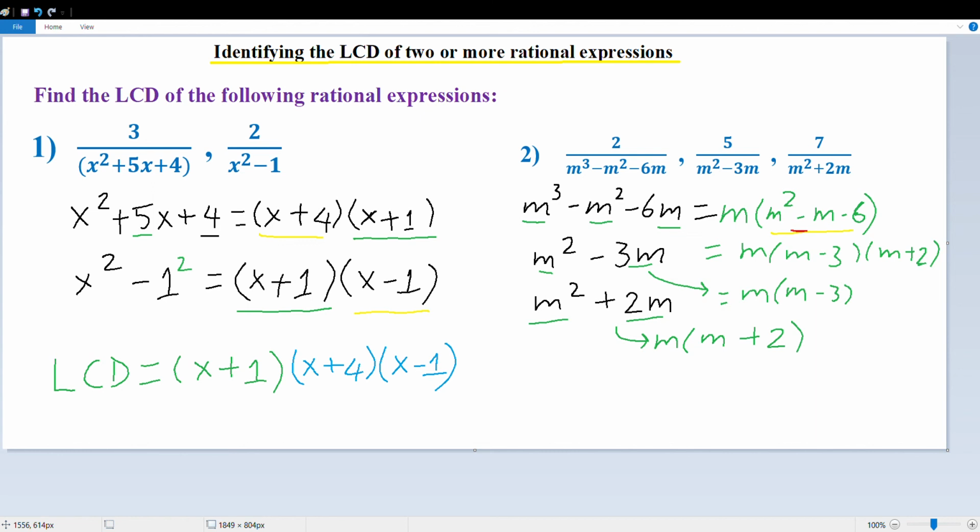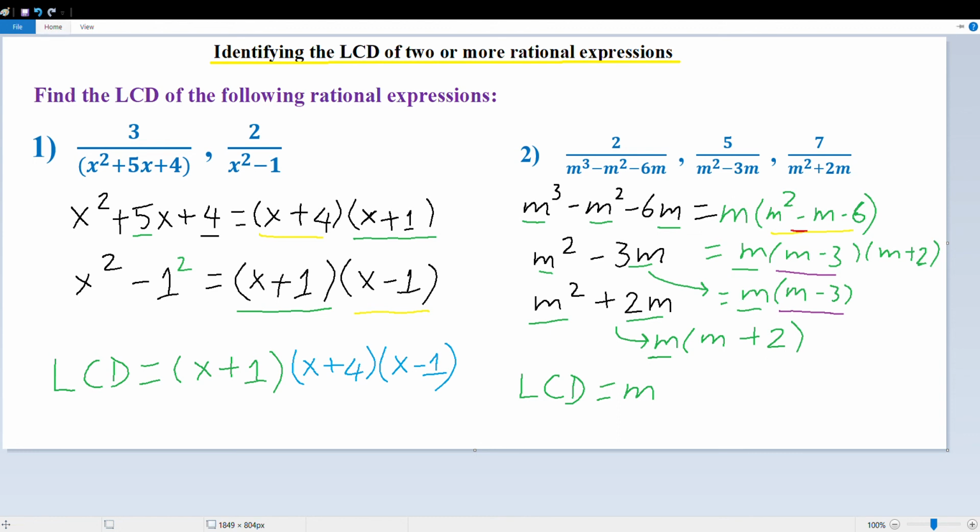So here, as you could see, m is common among all these three terms. So I'll just go ahead and say, okay, least common denominator would be equal to the common thing m. Let's see if there is anything common between two terms. Here we can see, okay, m minus 3 here is common between the first and the second term.